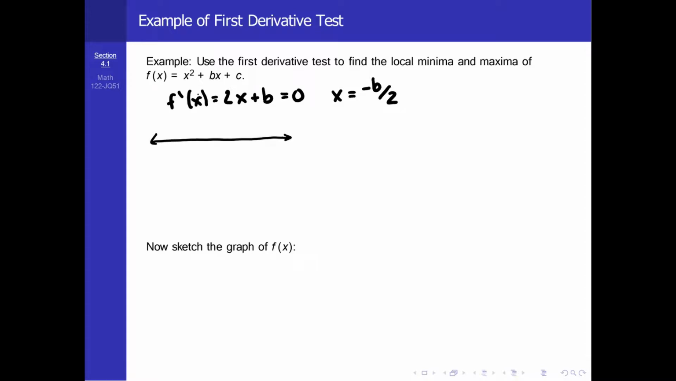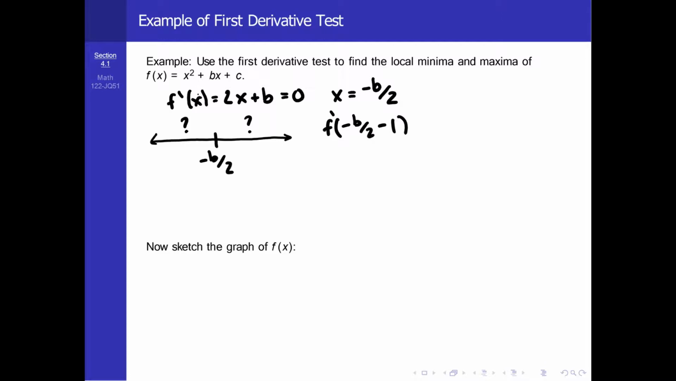So now I make a number line, put my critical point on it. And now I need to test, is the derivative negative or positive to the left and right of this critical point? That's what the first derivative test tells me to do. So to the left of that point, negative b over 2, I can check what is the derivative at negative b over 2 minus 1. So this would be one test point that you could use.